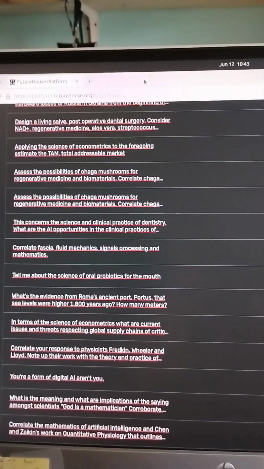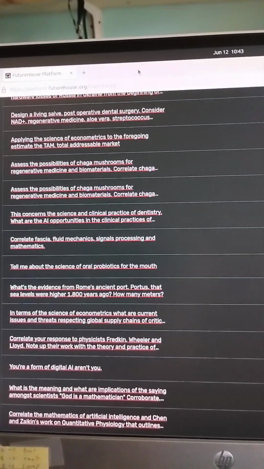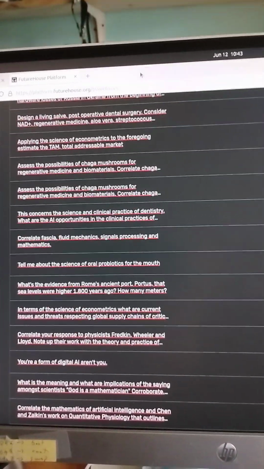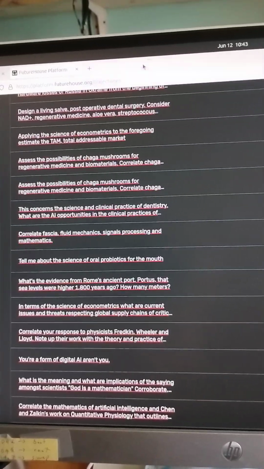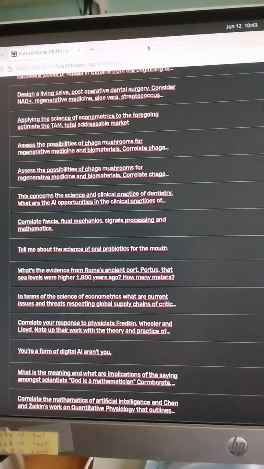And then you just ask it questions. Here's one. Design a living salve, post-operative dental surgery. Consider NAD+, regenerative medicine, aloe vera, Streptococcus salivarius, and so on. Applying the science of econometrics to the foregoing, estimate the TAM, total addressable market, of your startup, whatever that happens to be.